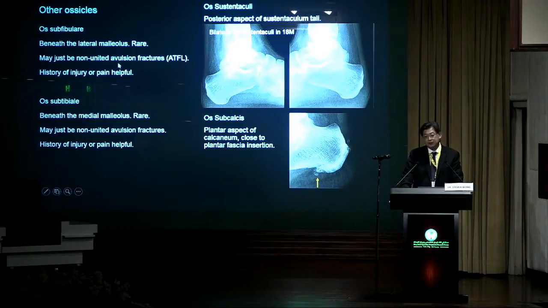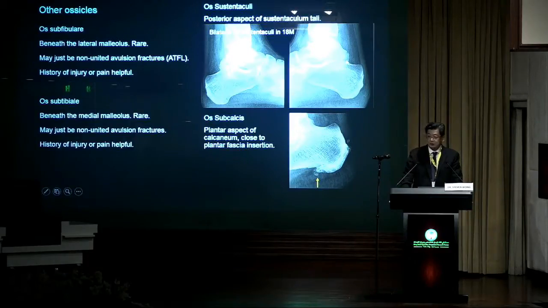So there are other ossicles in the foot. The os fibulare beneath the lateral malleolus. Most schools of thought is that it's actually a non-united avulsion fracture involving the anterior talofibular ligament. I sadly don't have any image of that. Another is the os subtibiale. Again, perhaps an ununited avulsion fracture from the inferior tip of the medial malleolus. And I again don't have a very nice image of that.